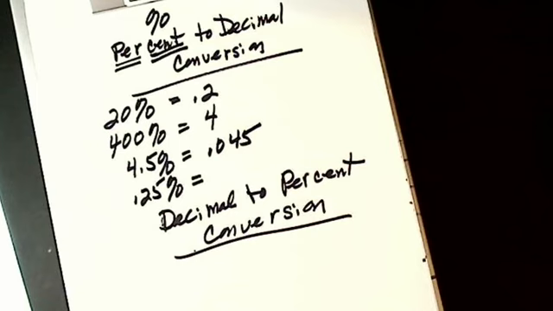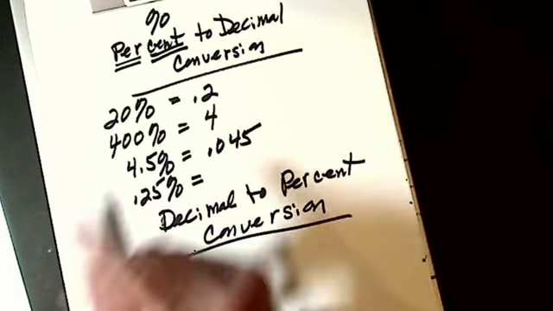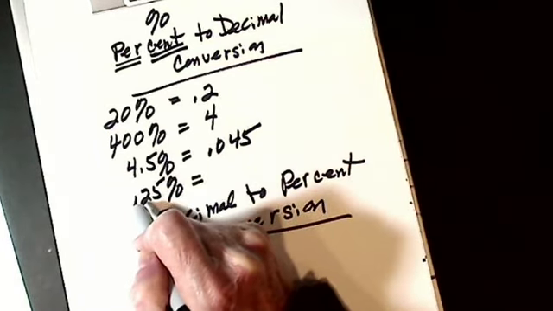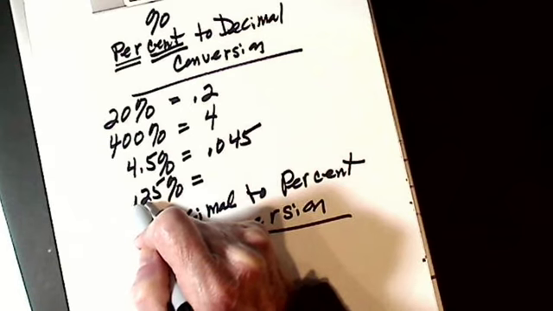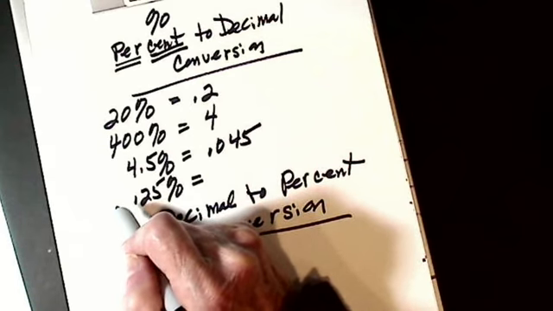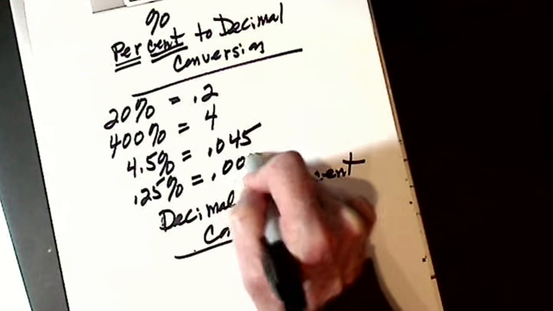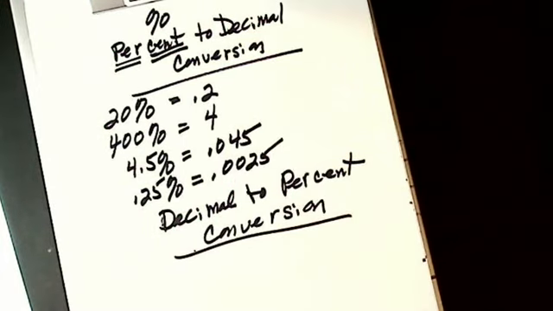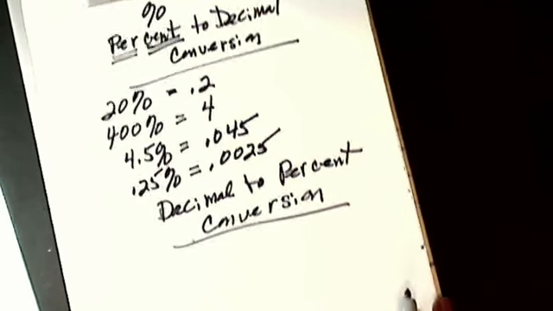Percent means divide by 100. So I got to take my decimal, I got to move it 2 to the left. There's nothing there, so I have to add 2 zeros. So it's 0.0025. Hopefully no big deal.